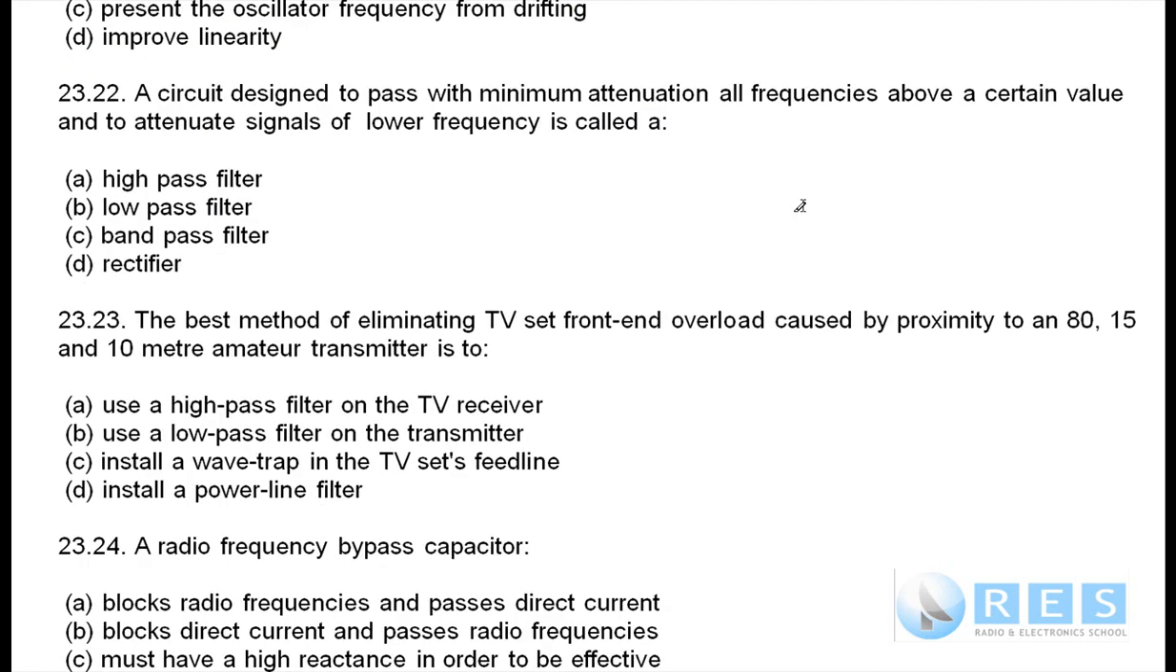23.22. A circuit designed to pass with minimum attenuation all frequencies above a certain value and to attenuate signals of a lower frequency is called a high-pass filter. So it's passing high frequencies with minimum attenuation and attenuating low frequencies, so it's a high-pass filter.